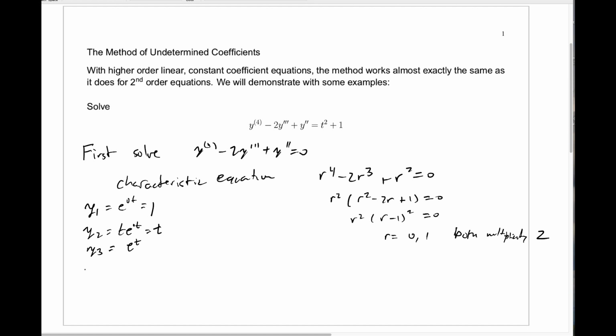Slightly more complicated is to check that y4 equals t e to the t is also a solution, and we know that because r equals 1 is a root of multiplicity 2 in this equation. So we have now 4 solutions. They're independent. Their Wronskian will be non-zero. This will give us the complete general solution to the homogeneous equation, which we'll write down later. Let's now look for a solution to the non-homogeneous equation.